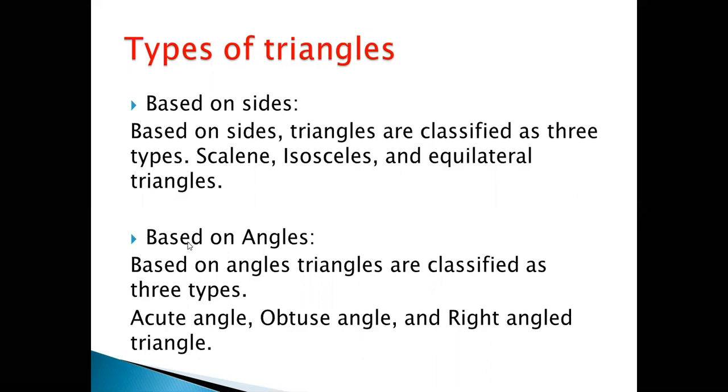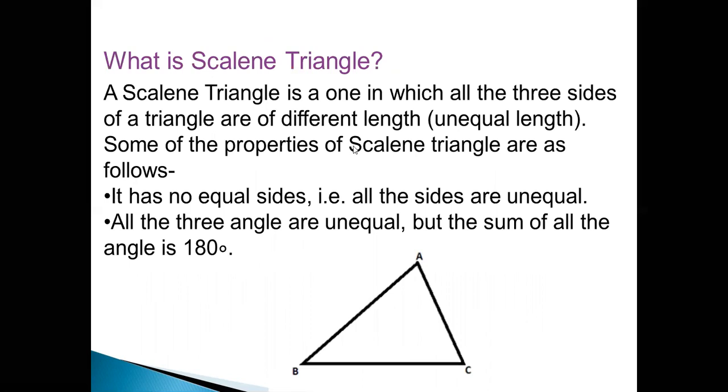And all these things, what is a scalene triangle, what is an isosceles triangle, what is an equilateral triangle, what is an acute triangle, what is an obtuse triangle, what is a right angle triangle, all about this we will see now one by one. Okay, so let us start with the first thing. The first one, that is, what is a scalene triangle?